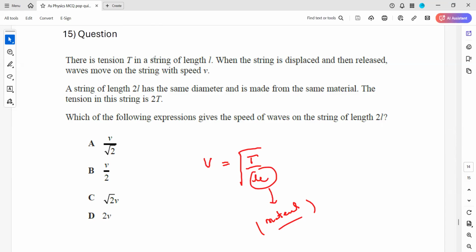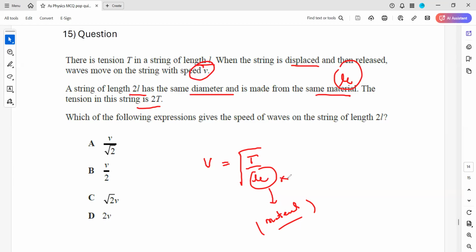So there is a tension T in the string with a length L. When the string is displaced and then released, it moves, and the speed is V. The string now has a length 2L, with the same diameter. We did not change the diameter, which means the density of the material will not change, so mu will not change. Mu will remain constant. The tension is doubled. Which of the following expressions gives the speed?